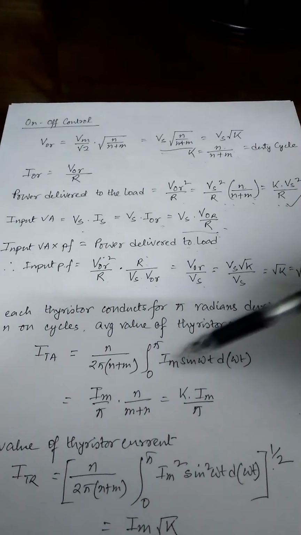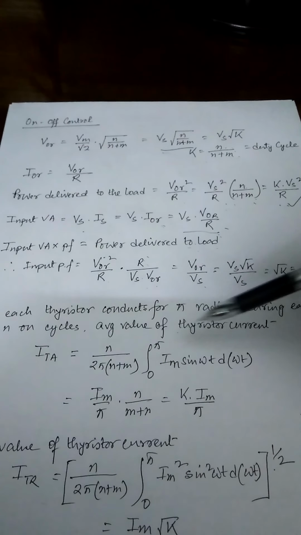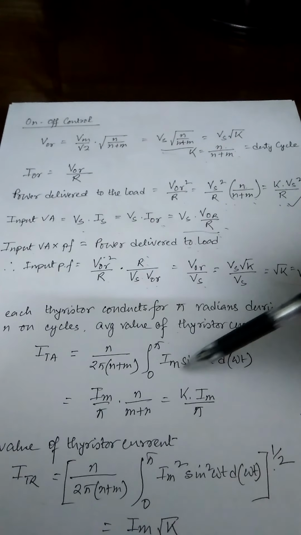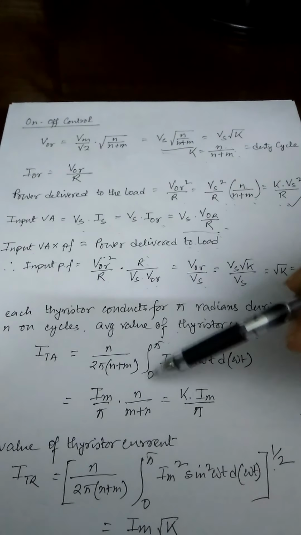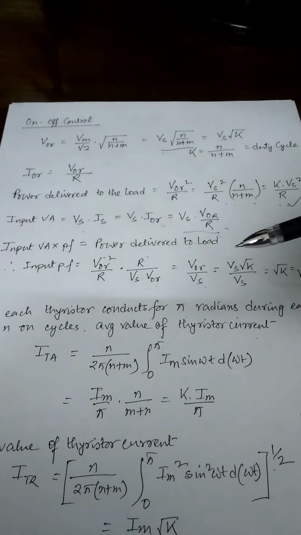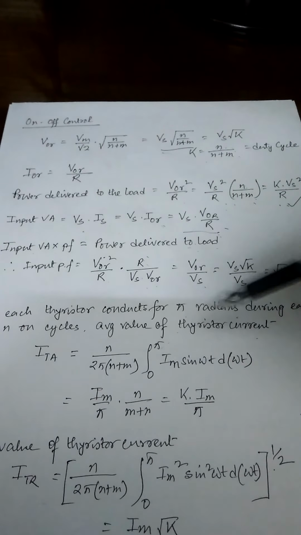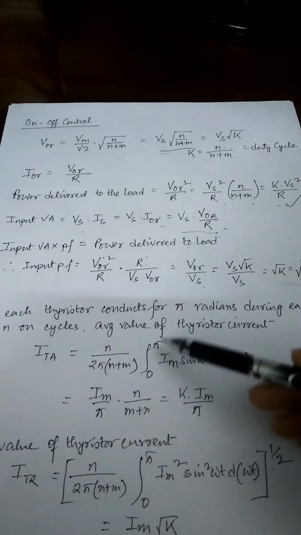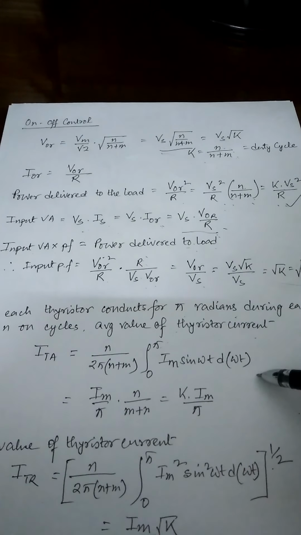So when we are considering the average value of thyristor current, what is it? From the mathematical formula, it is 1 by periodicity, 0 to pi Im sin omega t d omega t. Why is that 0 to pi? Because in each cycle the thyristor is conducting for pi radians. So 0 to pi, or alpha to pi, in those positions the thyristors are in conducting state. So that is 0 to pi Im sin omega t d omega t.